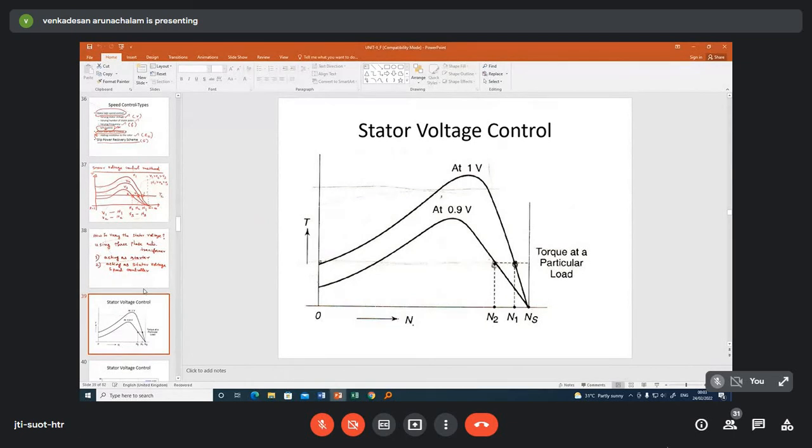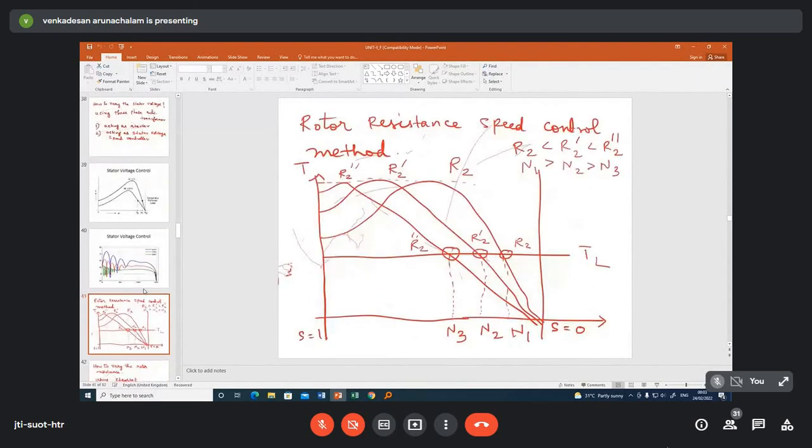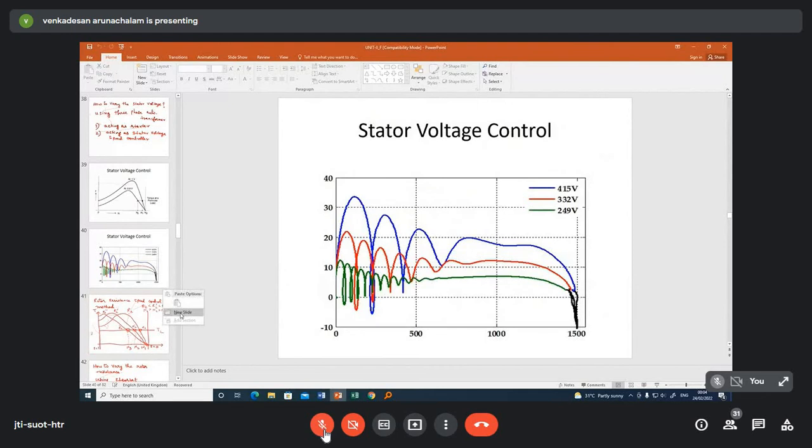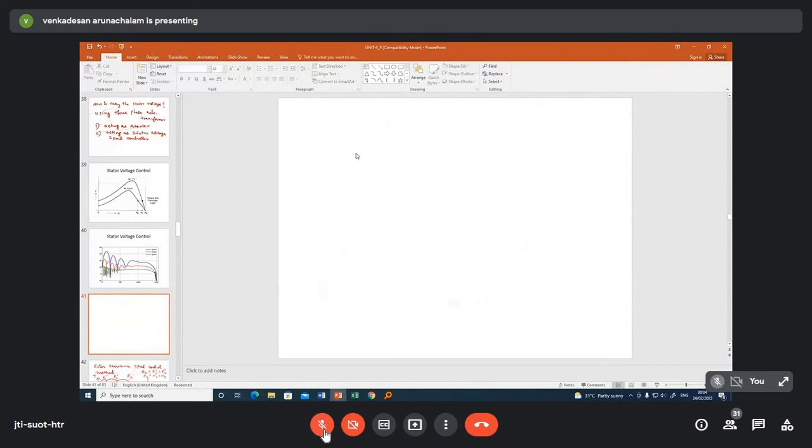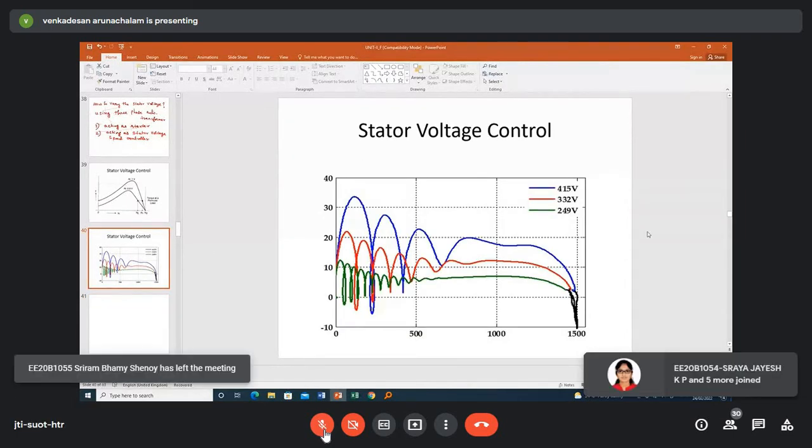Whatever graph I have already discussed, the same graph is shown here. This is what I explained to you. Any doubts in that? And then the advantages and disadvantages of the stator voltage control method. But before that, I will show this graph to you. This graph is visible to all.